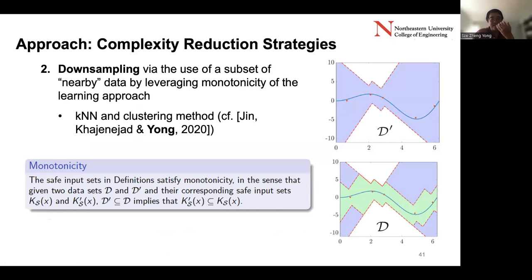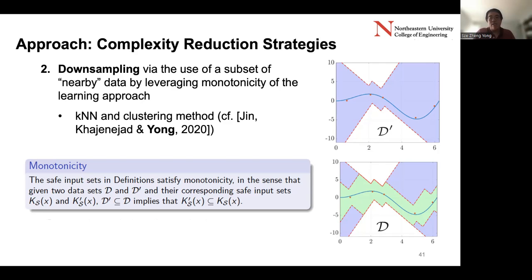Another complexity reduction strategy deals with the fact that set membership learning methods become even more complex when we have more data. So instead of considering all the data all the time, we consider a subset of the nearby data, again leveraging monotonicity of the learning approach. We can show that the learning approach is monotone to some extent in terms of the number of data points. So if we just consider nearby data, we can show that this is going to be robustly safe as well.